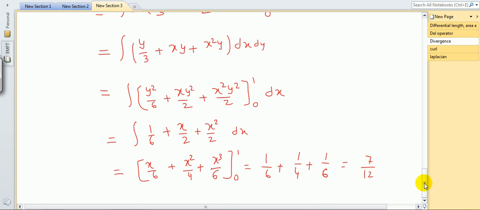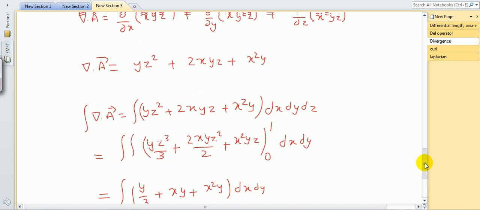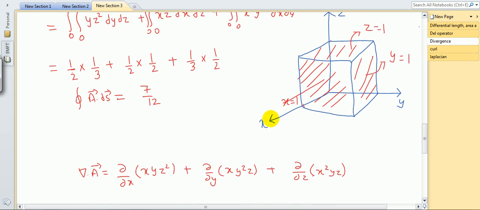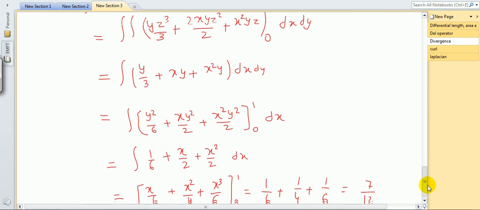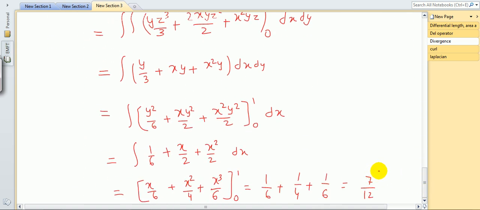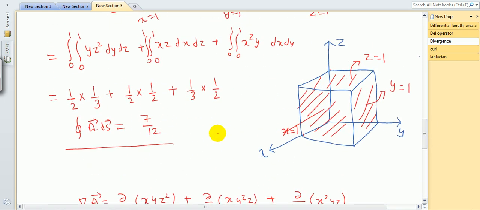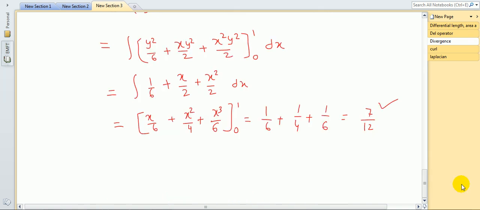So this is the volume integral of divergence, it is 7 by 12, and I have found that the surface integral was also 7 by 12. So hence the divergence theorem here is verified, as the volume integral of divergence and the closed surface integral are the same.